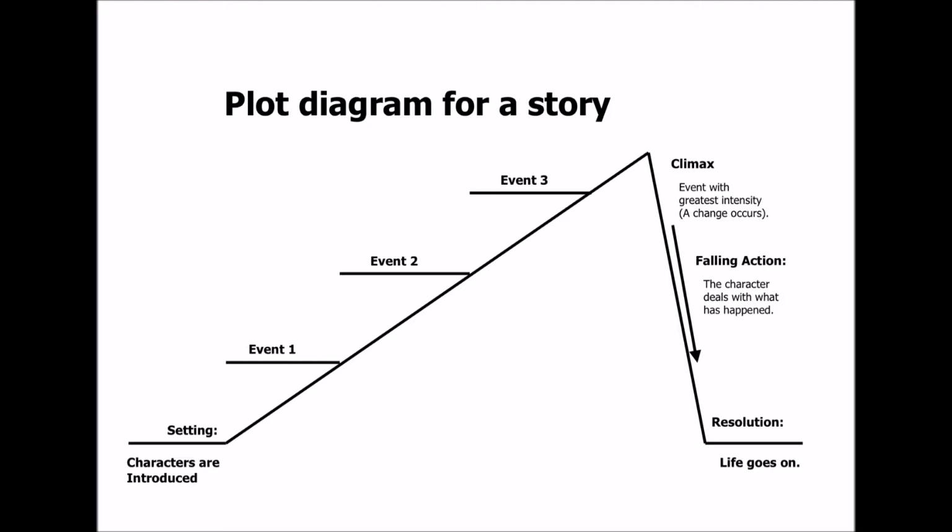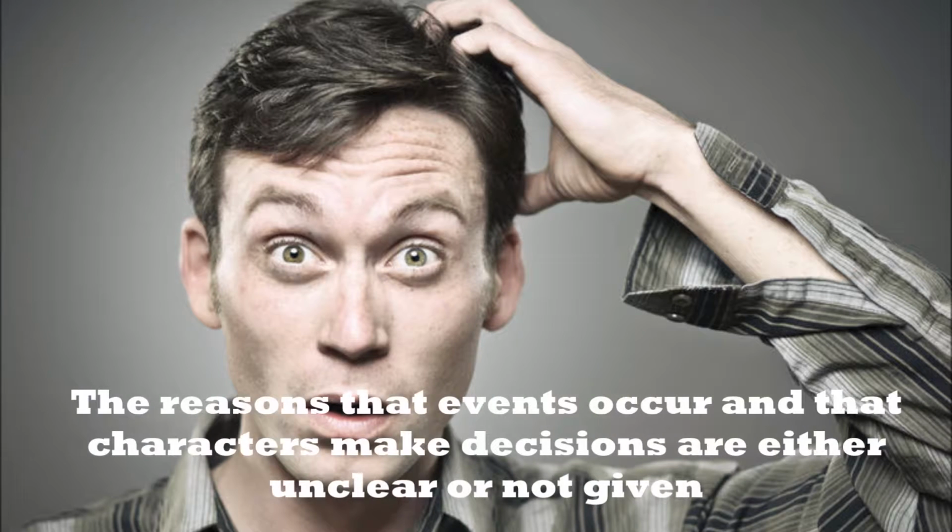Let's start off by studying a poorly or badly written manuscript or story. The first element of a badly written story is that it is confusing. When a story is confusing, this means that the reasons that events occur and that characters make decisions are either unclear or they're just not given. It's important to note that this does not mean that mystery is unallowable. In fact, discovering the motive for a character's mysterious decision or trying to find the reason behind a mysterious event can make for engaging writing.